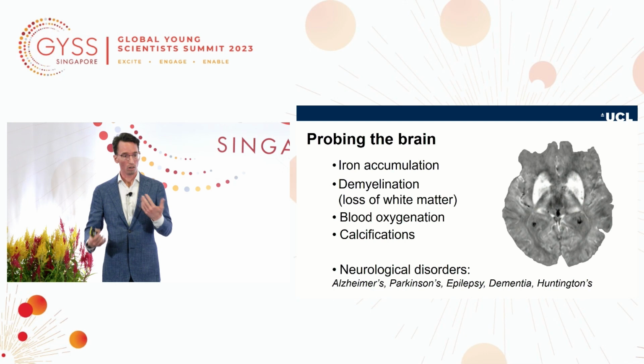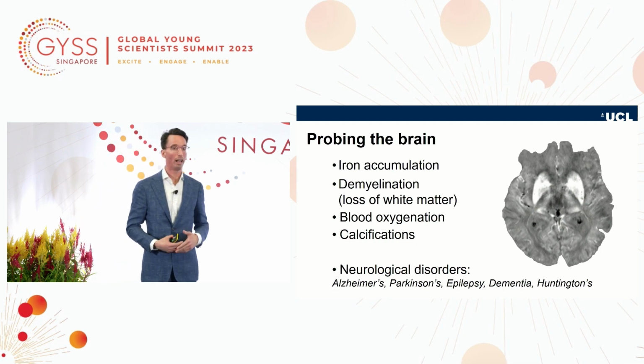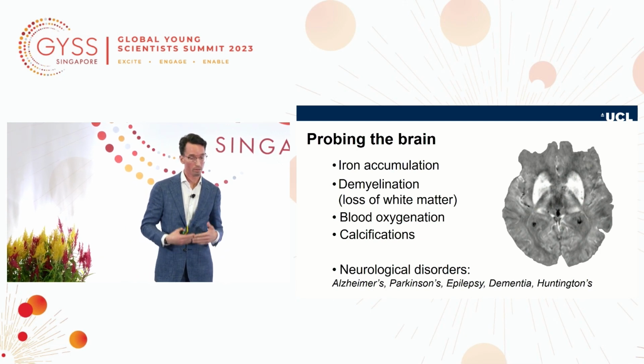Now, there's a lot still unknown about these diseases, so we don't really know whether the iron is causing the disease or whether the iron is caused by the disease. But imaging this will help us understand the relationship between the ferritin, or the bound iron that we see in the brain, and some of these neurodegenerative diseases.